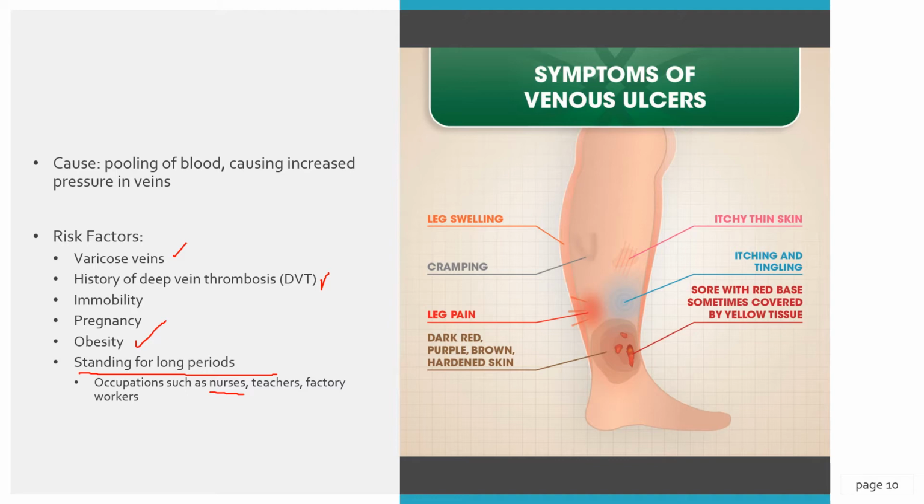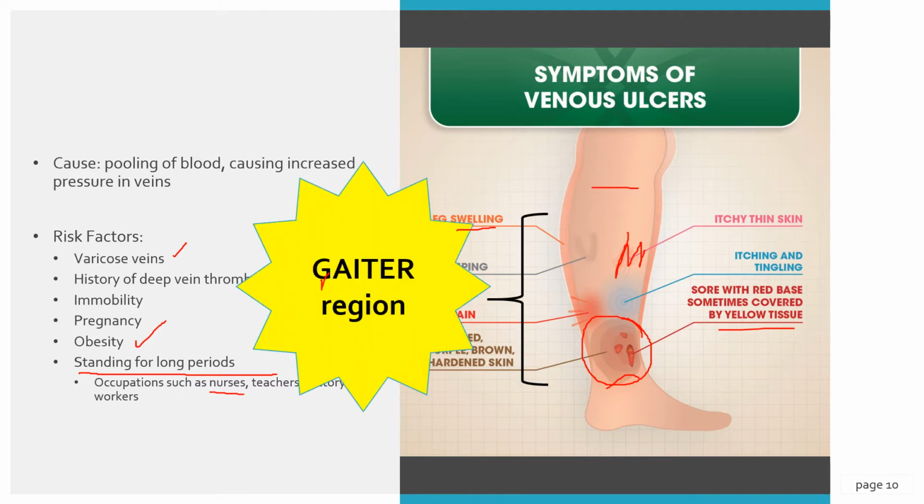Symptoms of venous stasis include leg swelling, we also call this edema, cramping, pain. Sometimes you see this brownish staining or dark purple staining. That's called hemosiderin staining. Itchy skin, and sometimes ulcers. Now you see this region right above the ankle and below the knee? That's called the gator region, and that's very often where venous ulcers occur.